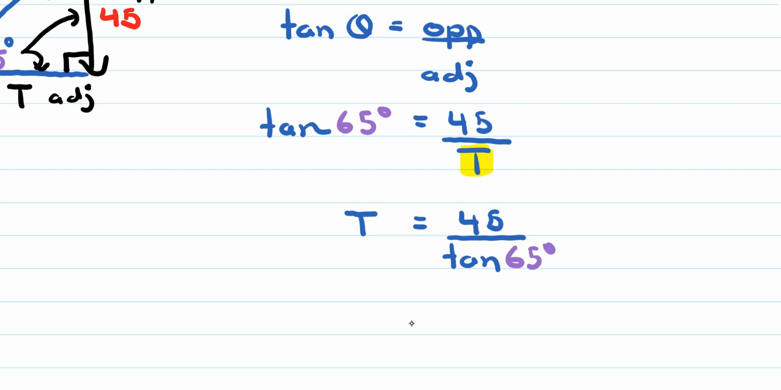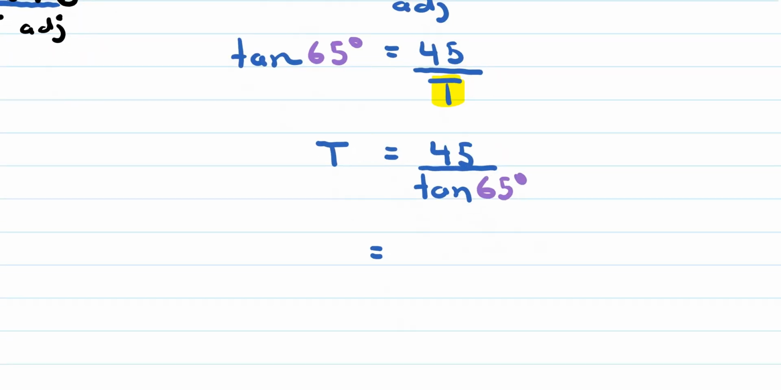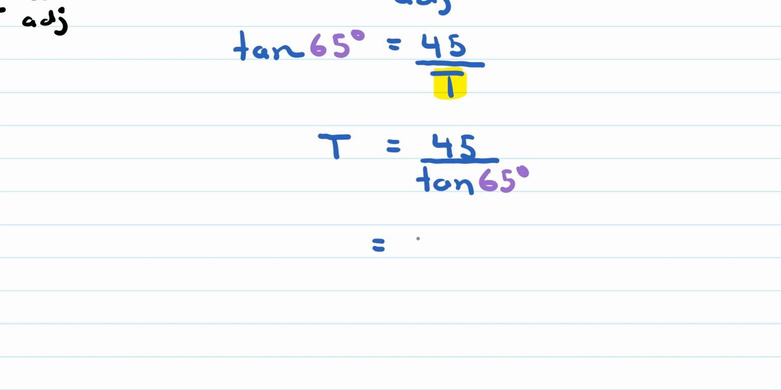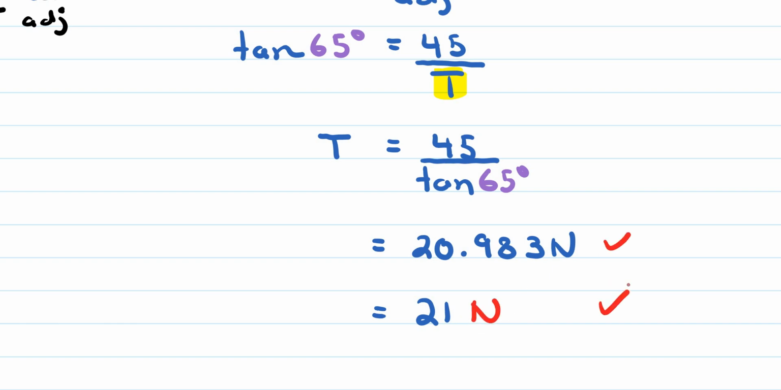From here, you're just off to the calculator: 45 divided by tan of 65 degrees, and that should give you 20.983 newtons. If you want to round this to 2 sig figs, 21 newtons is also acceptable. Either answer here is good enough. That concludes this first homework video guide on translational equilibrium.